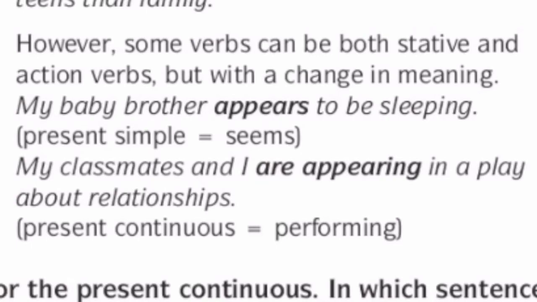However, the word appear in the second example is an action verb. My classmates and I are appearing in a play about relationships. This means that my classmates and I are performing in a play about relationships. It is an action of performing. The word appear here gives a different meaning, and it is written in the present continuous because it is an action. In this sentence, the present continuous shows a future plan, that is to perform in a play about relationships.